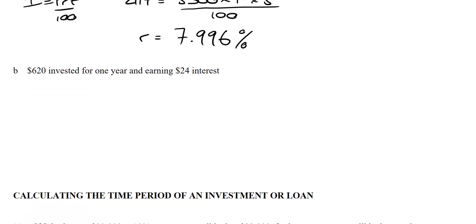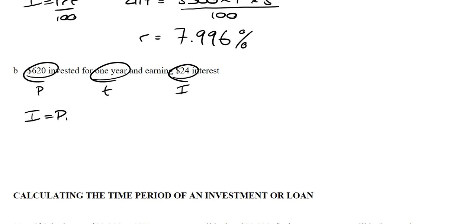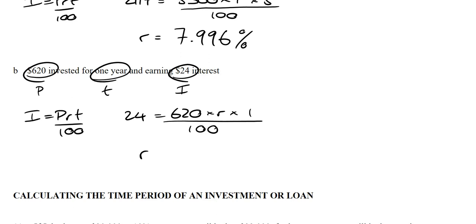Okay, so here's 9b, $620 invested for 1 year, earning $24 of interest. So here's P, here's T, and here's I. So I equals PRT over 100. I keep writing it down so I don't forget. So we get 24 for the interest is equal to 620 times R times 1 over 100.